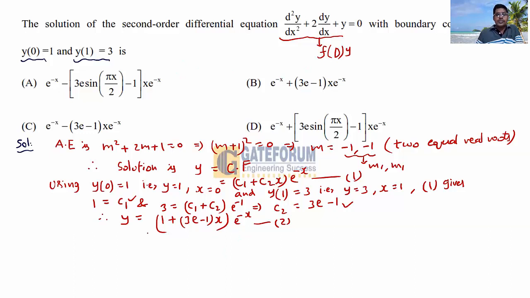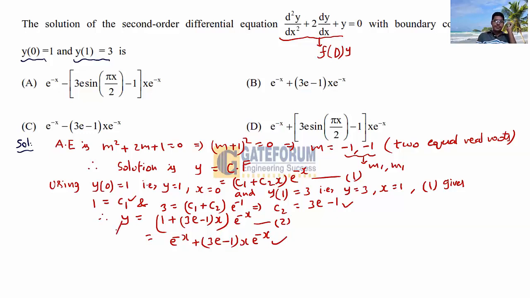Okay, so let me check. There is no 1 plus here. I can write 1 into e power minus x is e power minus x plus 3e minus 1, 3e minus 1 into x into e power minus x. So hope that this is the solution which is available in option B. So the answer is y is equal to, that is the solution.